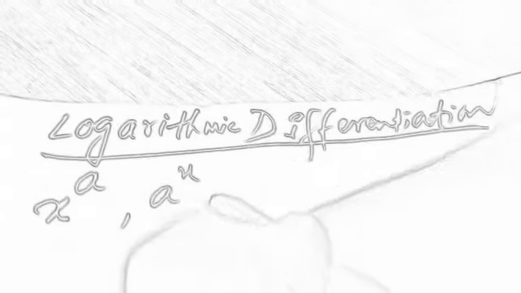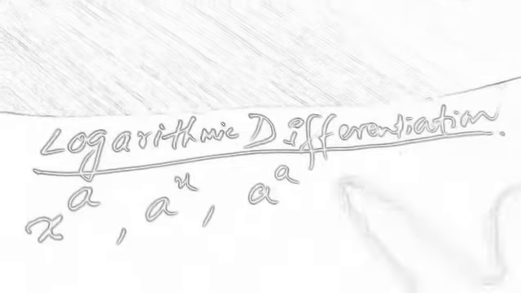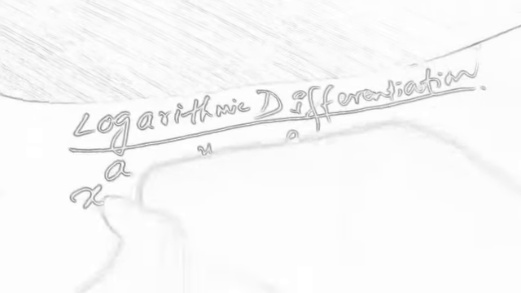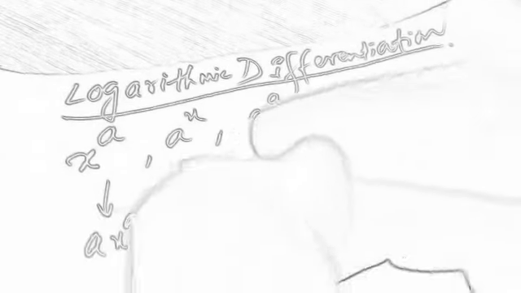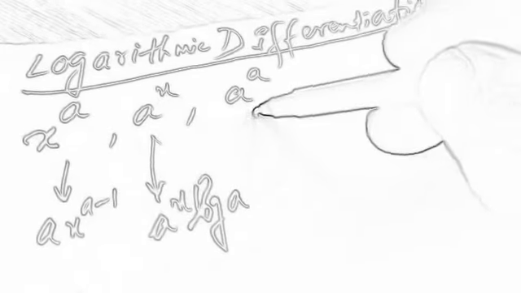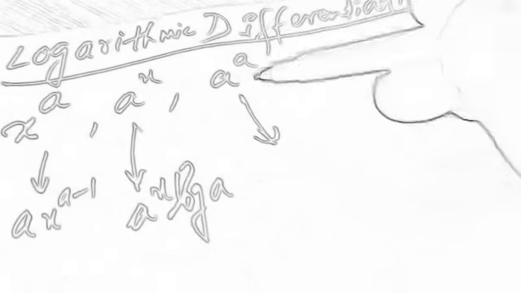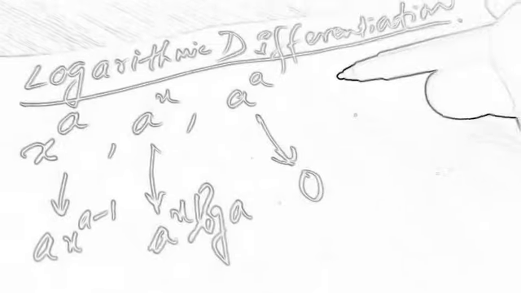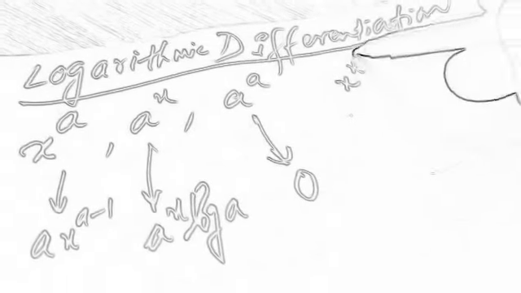In the last part I explained that whenever there is a function to the power constant, constant to the power function, and constant to the power constant, derivatives are available, and I have also told the derivatives. What are the derivatives of these? Derivative of x to the power a is a x to the power a minus 1. Derivative of a raised to x is a raised to x natural logarithm of a. Derivative of a raised to a, that is constant, so its derivative is 0. The only combination left out is x raised to x.